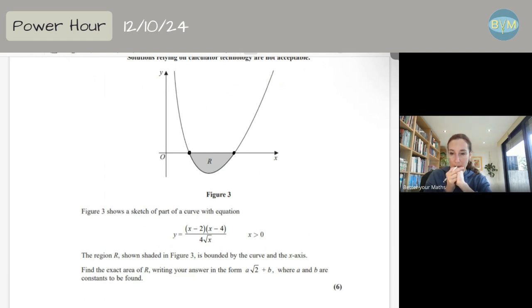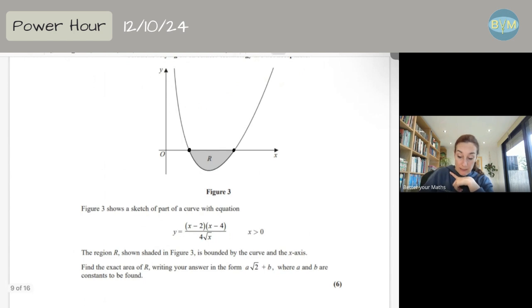Bianca says 2 and 4. What about everyone else? Do you agree with that? 2 and 4, exactly. So the y is going to be 0 when this one is 0 or this one is 0. So 2 and 4. So I know what I am integrating between. Yeah. So I'm going to integrate my function between 2 and 4.